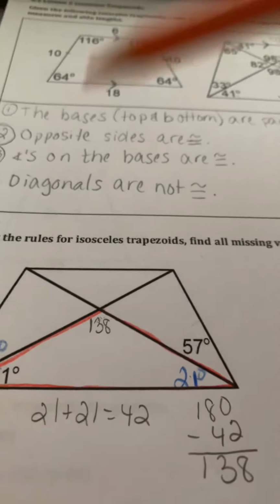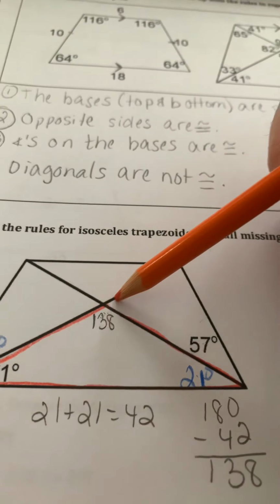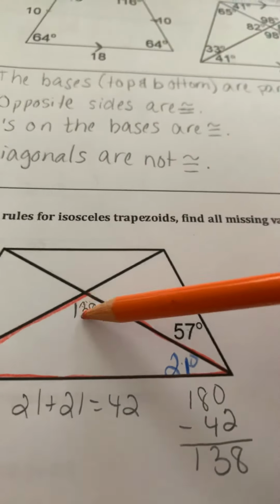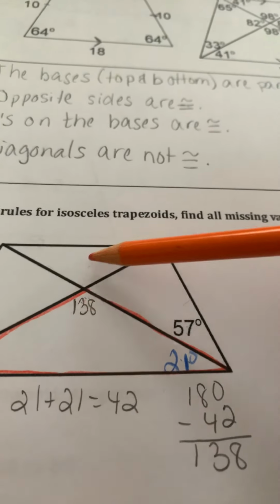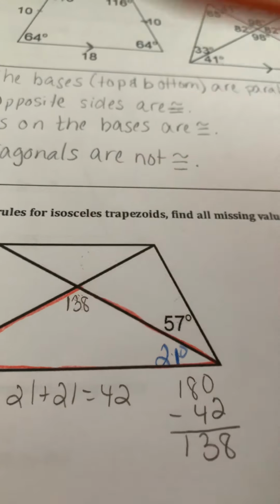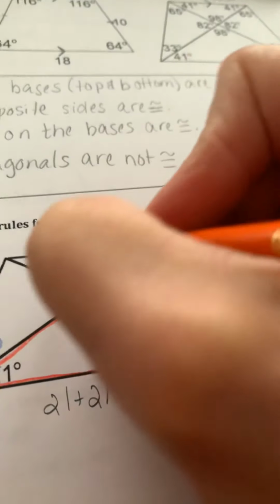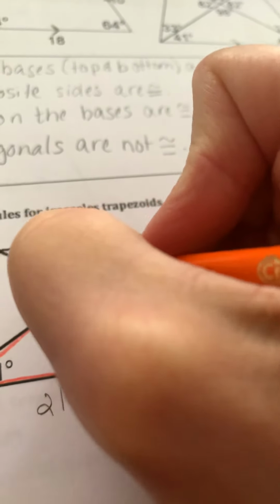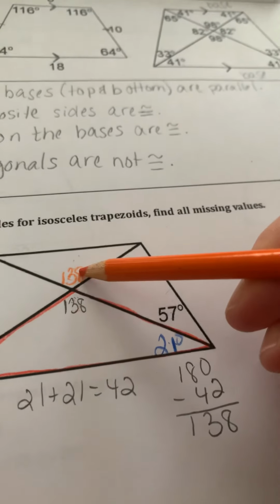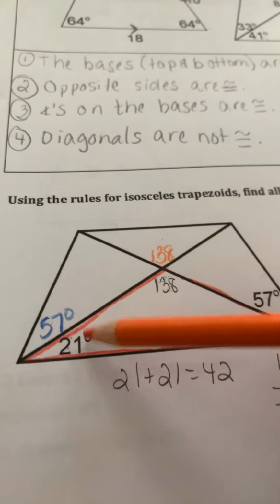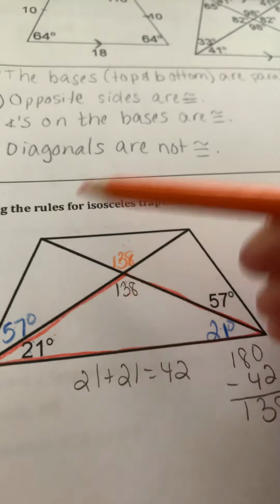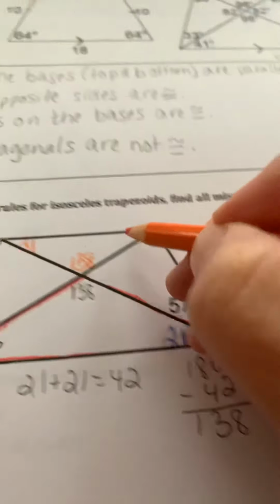Well, what do we notice here? We have an X, right? What do X's make? You guessed it, vertical angles. So if this is 138 degrees, this also has to be 138 degrees, which means that this angle here, this 21, is going to be here, and this 21 is going to be here.